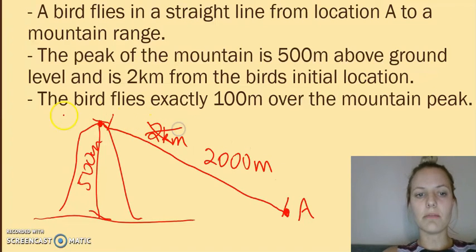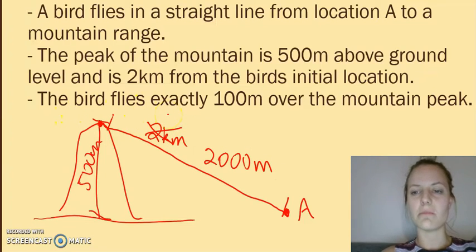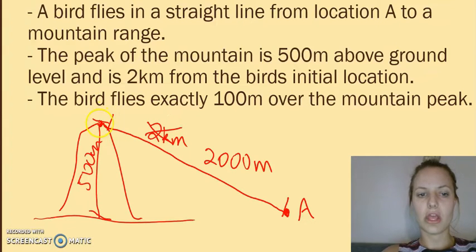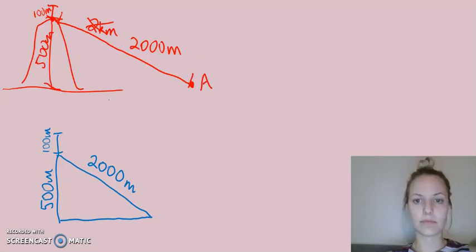Okay, and lastly, the bird flies exactly 100 metres over the mountain peak. So we're going to add 100 metres over the mountain and label that 100 metres. The red diagram has been redrawn in blue in a neater way.